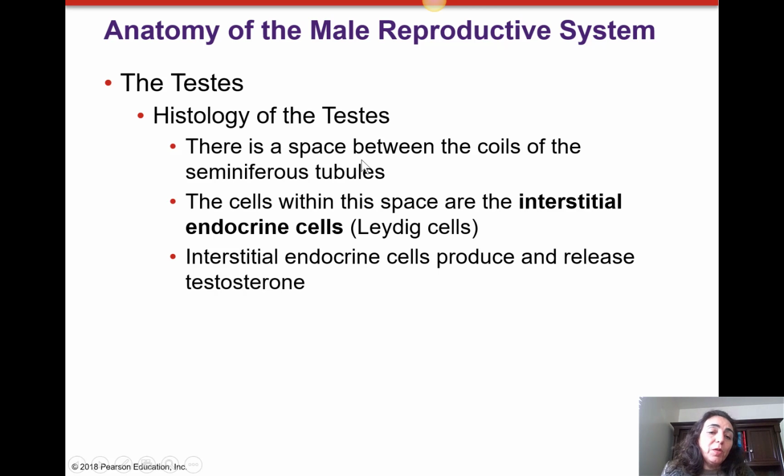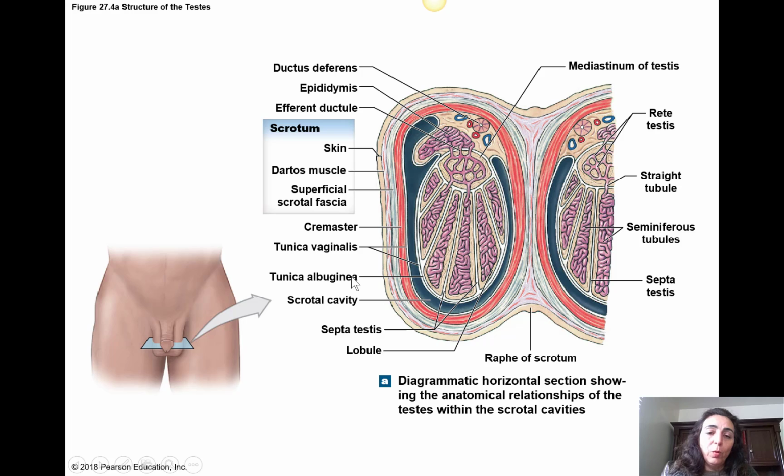Now there is a space between the coils of the seminiferous tubules, right? Like here, if you go back here, you see between all these ones, there is some space, right?